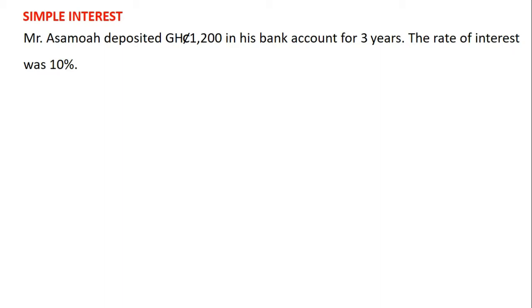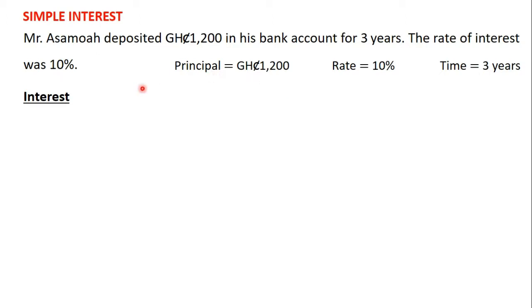Mr. Samoa deposited 1,200 Ghana cedis in his bank account for 3 years. The rate of interest was 10%. As we learned in the previous video, the amount of money that Mr. Samoa deposited in his account is known as the principal. So here the principal is 1,200 Ghana cedis. The rate of interest is 10% and the money was in Mr. Samoa's account for a period of 3 years. So the time is 3 years. Now we are going to learn how to find the interest at the end of the 3-year period.